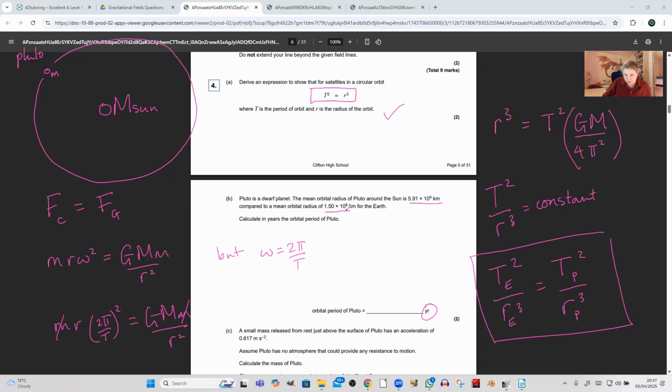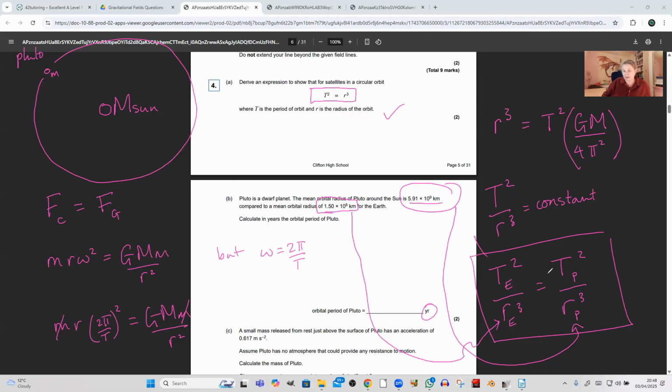We can just go straight in because we know what the mean orbital radius of Pluto around the Sun is. So that is rp, and we know that the radius for the Earth is re, which is that one, and we know that the period of the Earth is one year, because this is in years. Can you see? So long as we've got the same units, because it's a ratio thing, it doesn't matter.